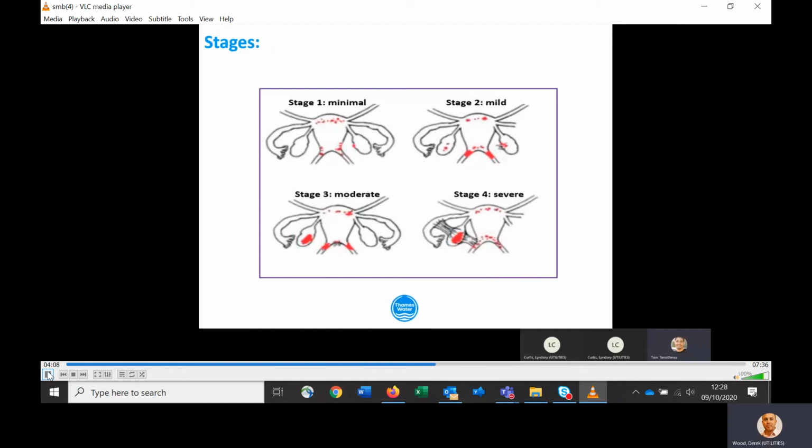These are the different stages of endometriosis. You can see, obviously, stage 1 to stage 4, and you can really see the different growths in and around the different areas there.